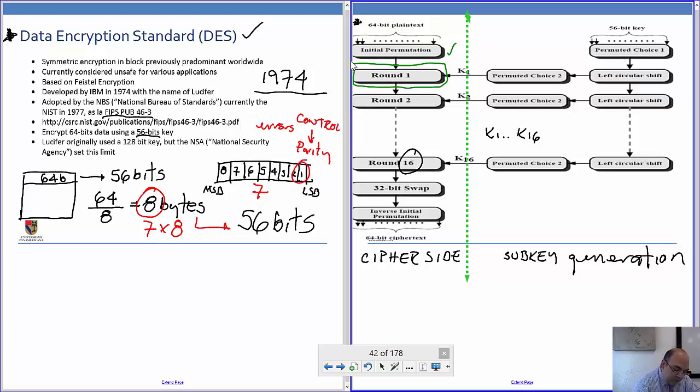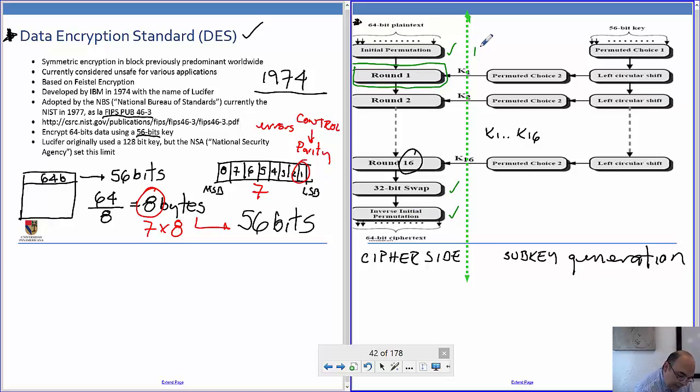After the 16 rounds, we will have a 32-bit swap. So the left side will become the right side, and the 32 left bits will become the right, and the right the left. Okay, it's just a swap. 32 bits go one side, 32 bits go the other way. And then we are going to have an inverse initial permutation.